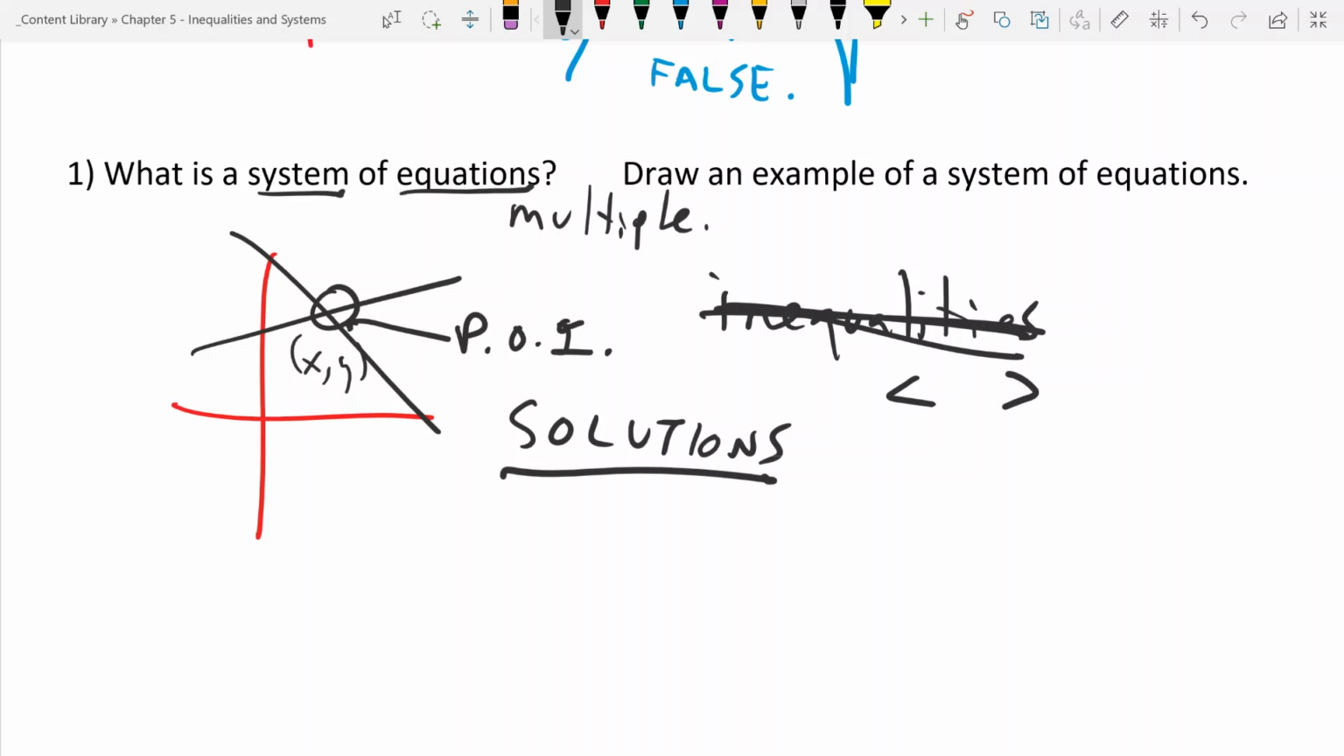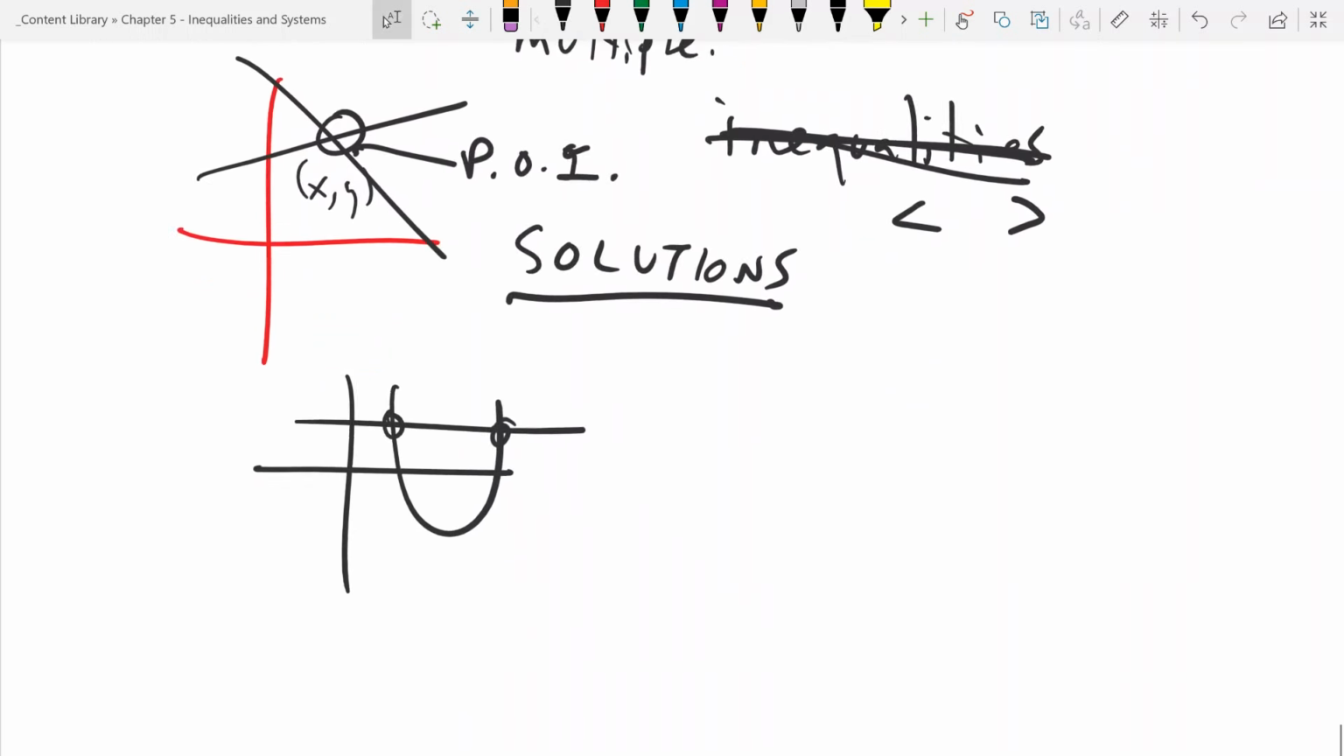Sometimes you get multiple lines. So for example, you're going to have to deal with parabolas that have a linear relation in the system as well. Or you might have to deal with a situation where there's two parabolas. And that might get you two solutions.